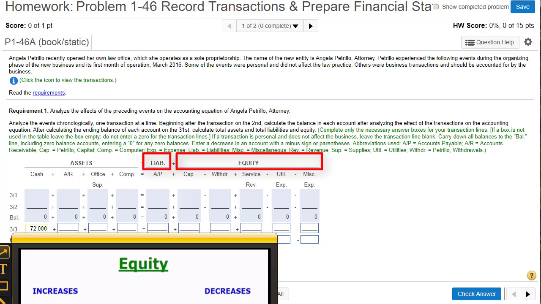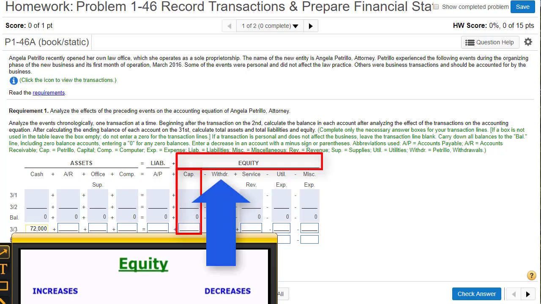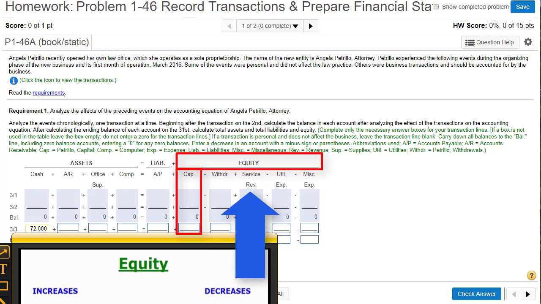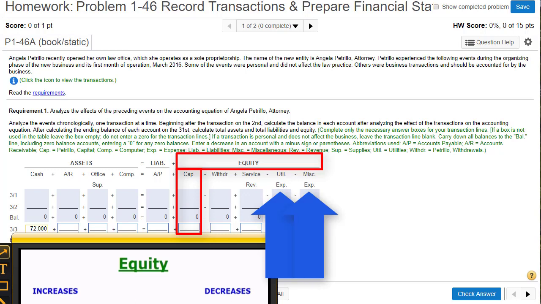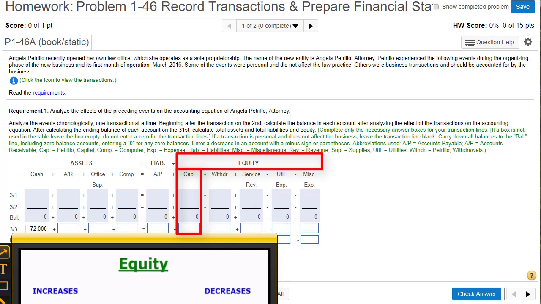Obviously, the bank does not own the cash. The owner owns the cash. So Angela's equity increases. And the equity account that is affected is capital. An owner contribution of cash is definitely not a withdrawal. It's not a revenue. Remember, revenue occurs when we sell something, and it's not an expense. The only equity account left to be affected is the capital account.